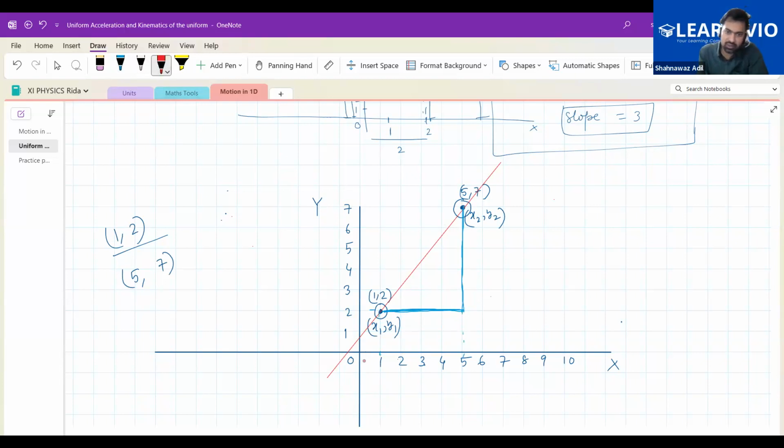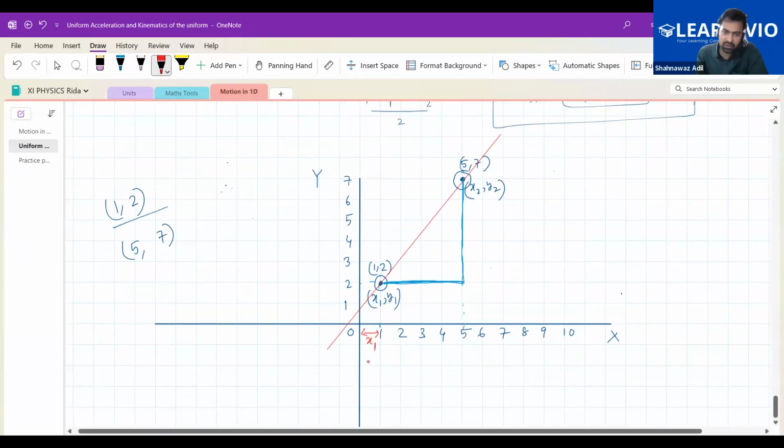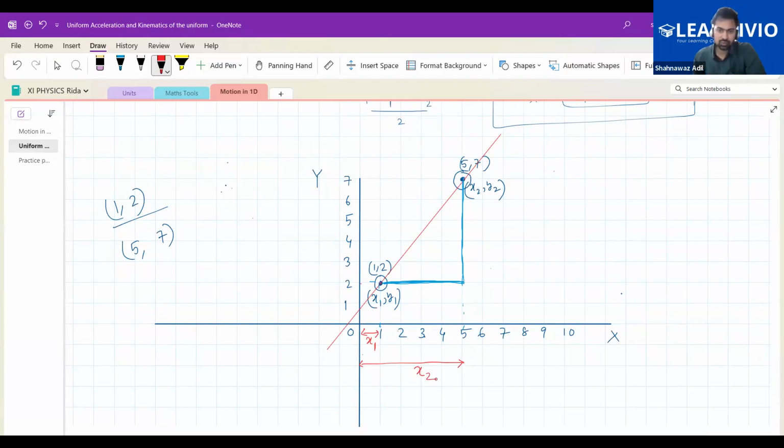So this is x1, right? From here to here. Clear? Yes. And this is x2. Clear? Yes. x2 is 5, right? So this is from here to here. And this is from here to here. x1 is 1. Clear?